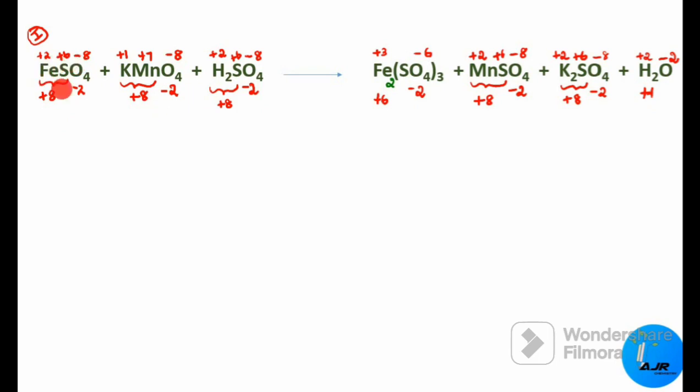Okay. So first compound FeSO4. Here check the product side, Fe2(SO4)3. See here, the first element Fe. Here the oxidation number is +2. But here it is +3. Meaning the oxidation number has raised, is it not? Check the oxidation number of Fe.